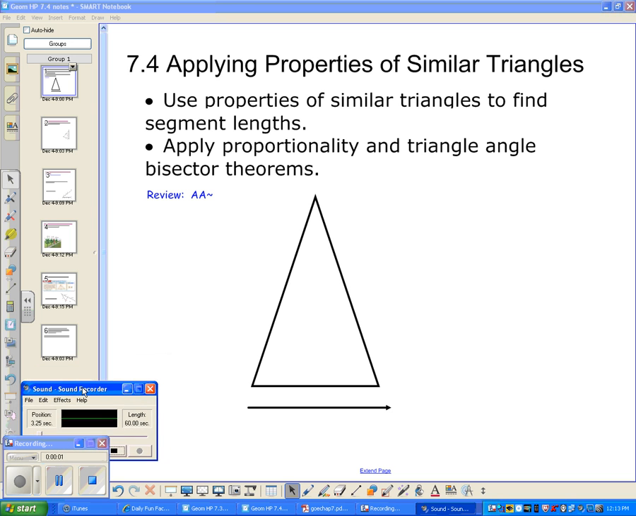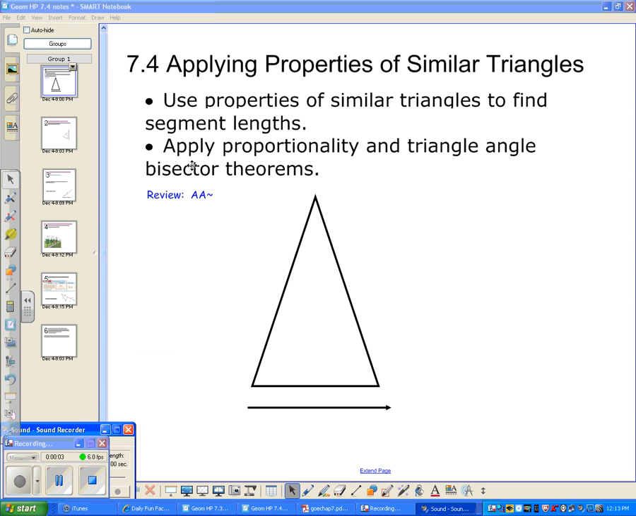All right, 7.4, we have a lot to talk about in this section, applying properties of similar triangles. We're talking about 4 theorems today, and we're going to use properties of similar triangles to find segment lengths, and then we're going to apply a proportionality and triangle angle bisector theorem.